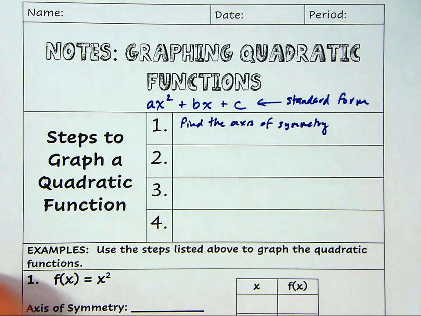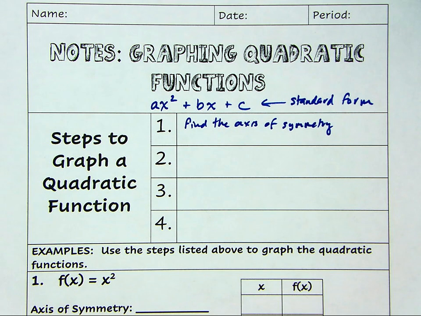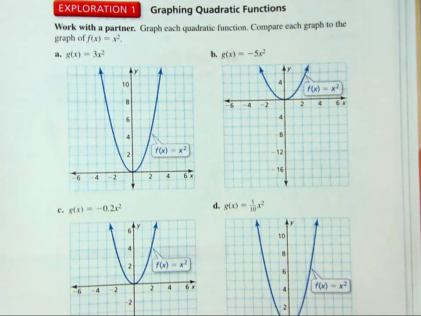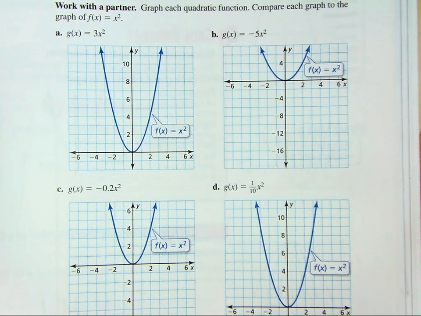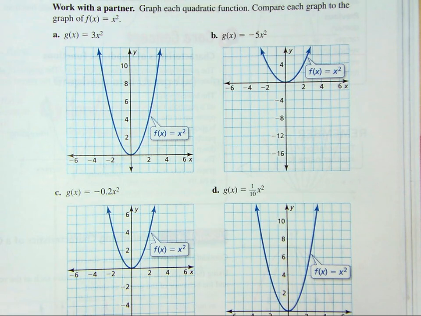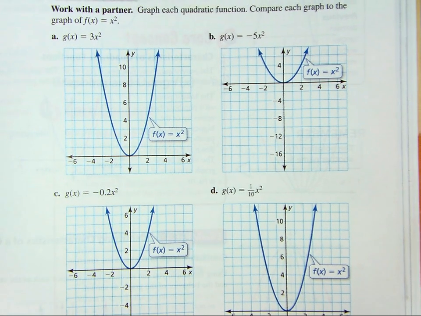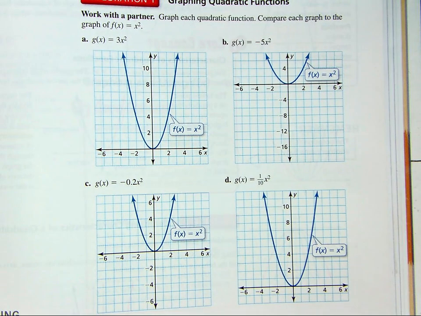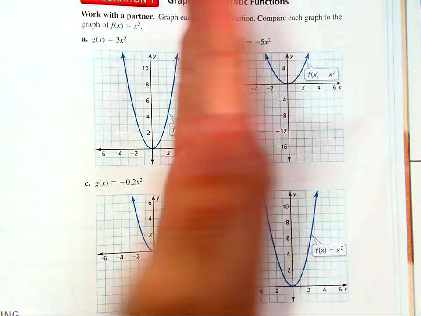Let me grab a book real quick, just so you can see what these sorts of graphs are going to look like. All right. So here is what quadratic functions look like when you graph them, right? They're kind of shaped like the letter U. And you can see that all these graphs are symmetric, right? The left side is the mirror image of the right side.